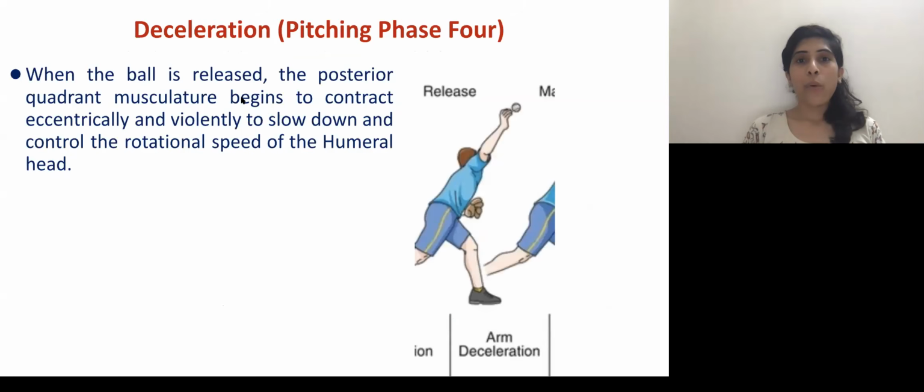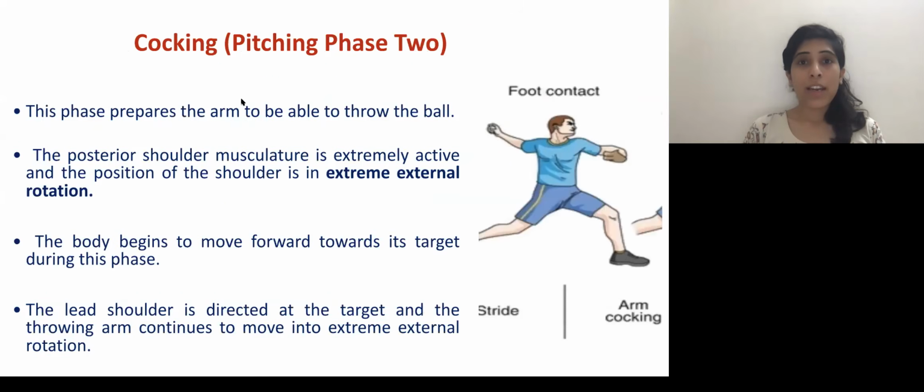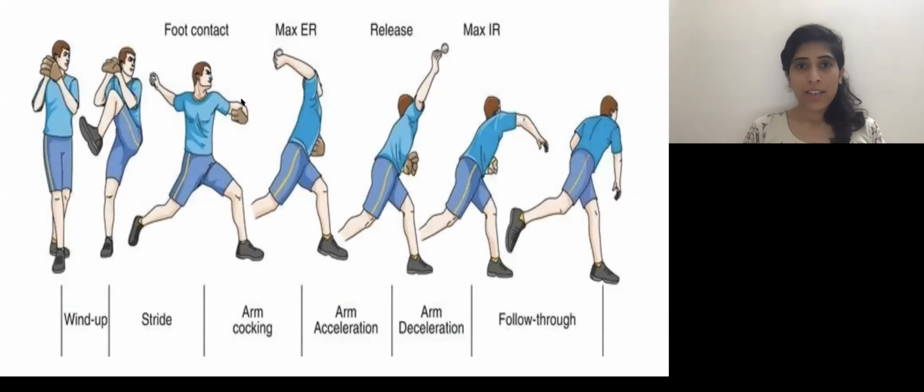So till now we have seen the phases, that is the wind up phase, then arm cocking phase, arm acceleration, deceleration and follow through phase. So mainly till now we should know about the activities of the shoulder muscles, that here the posterior and anterior quadrant muscles will be required in a proper way.